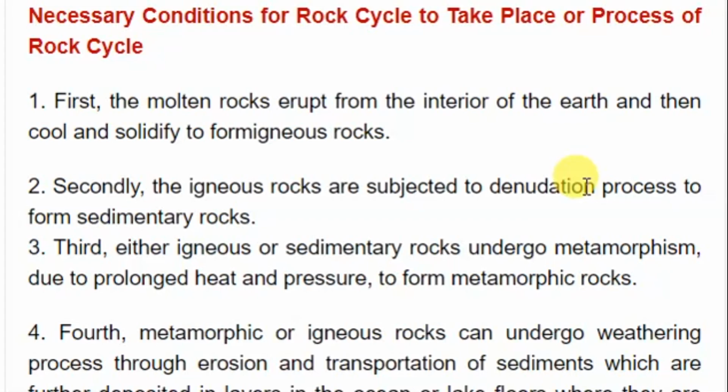Now, the necessary conditions or processes of the rock cycle. Which are the conditions or processes which allow the rock cycle to take place? Firstly, the molten rocks erupt from the interior of the earth and then cool and solidify to form igneous rock. That is the first process, in which we are converting the molten rocks from the earth's interior, yani maeneo ambayo ni ndani ya earth, let's say mantle or core, to the earth's crust where they solidify, yani wanakuwa solid to form igneous rock.